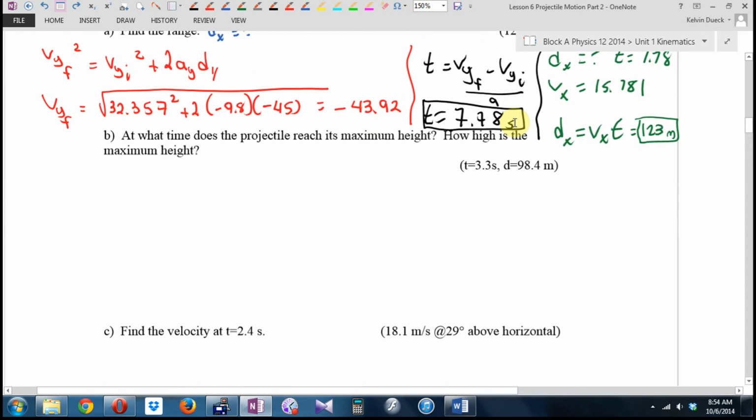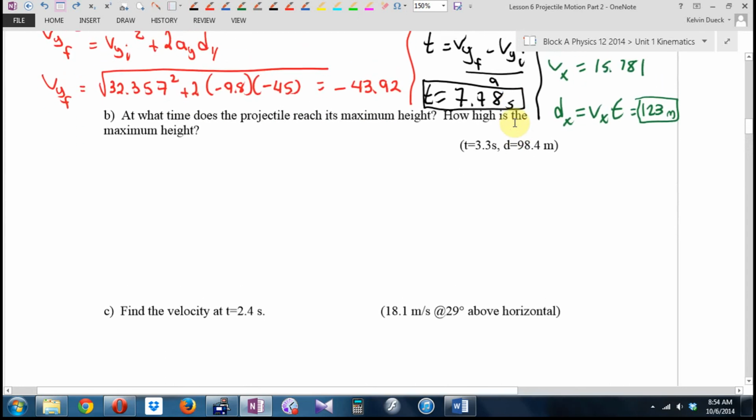So let's see. Part B says, when does the projectile reach its maximum height? Now, this is an important word right there, because the word height, what do you think? Does that imply vertical or horizontal? So how am I going to be solving this? Vertical. So I would probably just make a little note, and I would say, okay, ay equals negative 9.8, and I would say vy initial equals 32.357.